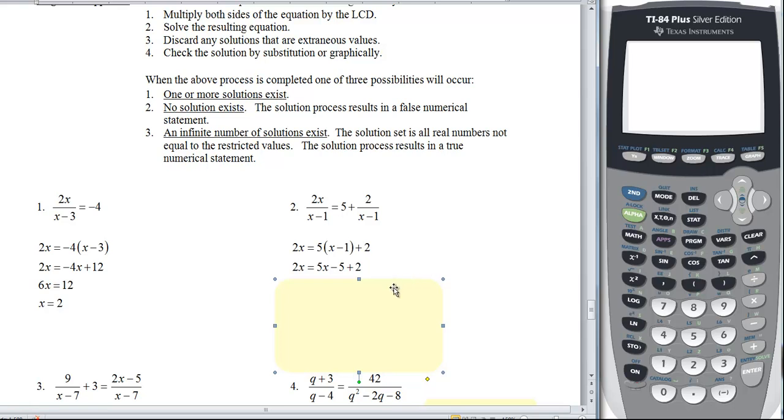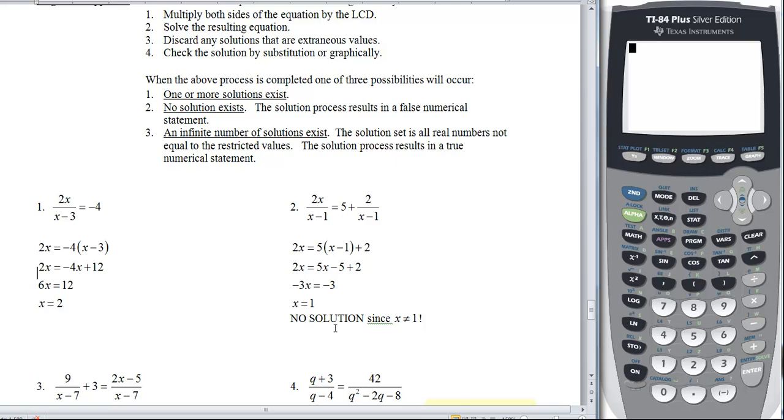combine like terms, and we could move the 5x over. Let's see what I did. Okay, so I subtracted 5x, so I'm congregating all my x's to the left-hand side, and my numbers are staying to the right. Divide by negative 3, and I end up with x equals 1.